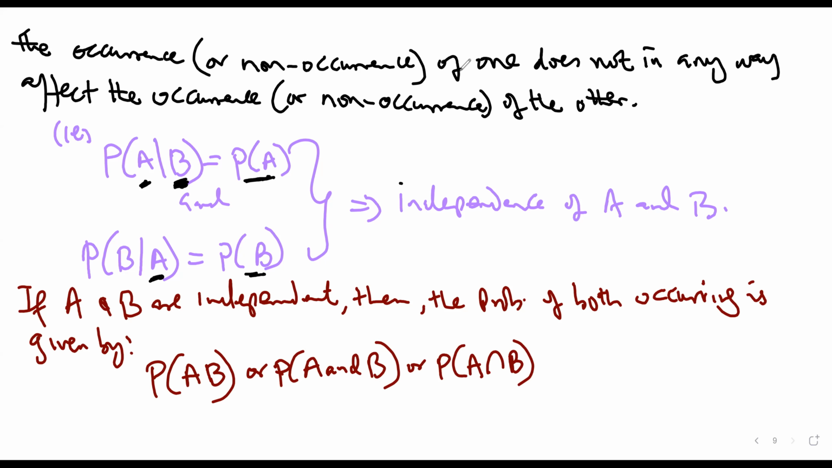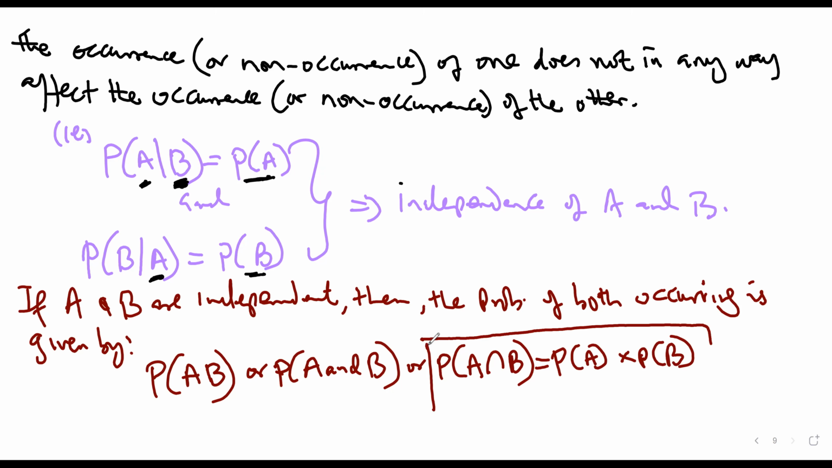So this is how you denote it. But the definition is here. It is the same as the probability of A times the probability of B. So the probability of both events occurring is equal to the product of the individual events occurring separately. That's a formula that we use to calculate the probability of both events occurring.